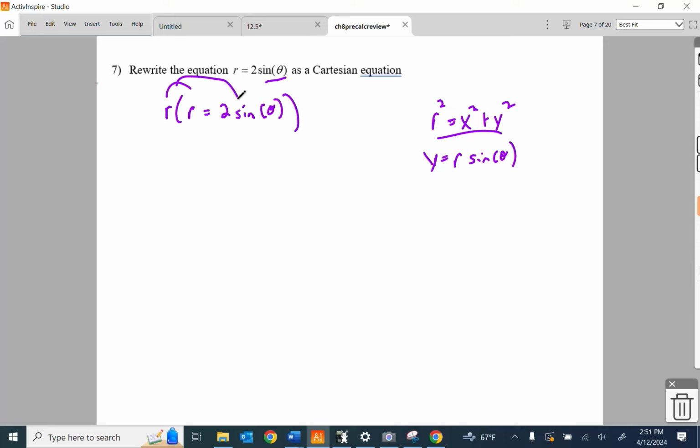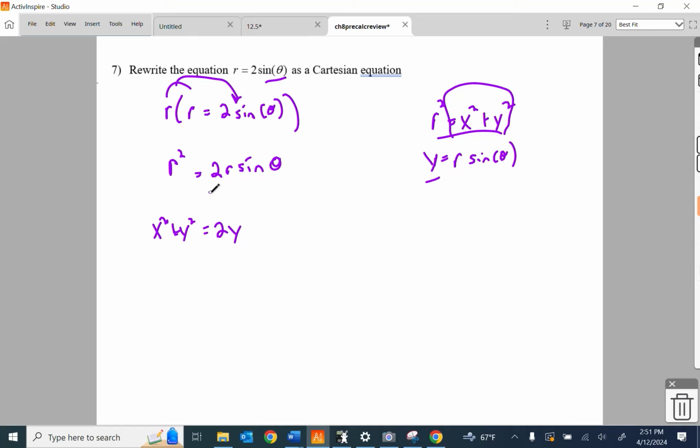Put it right there in the middle. r squared is 2r sine theta. Now r squared can become this: x squared plus y squared equals, there's a 2, r sine theta, which is y. Technically, this is done.